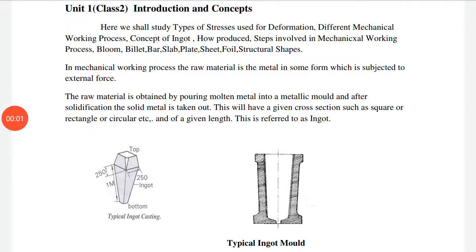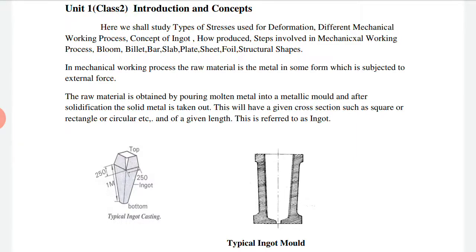This is the continuation of Module 4. Here we shall study types of stresses used for deformation, different mechanical working process, concept of ingot, how produced, steps involved in mechanical working process, bloom, billet, bar, slab, plate, sheet, foil, structural shapes.